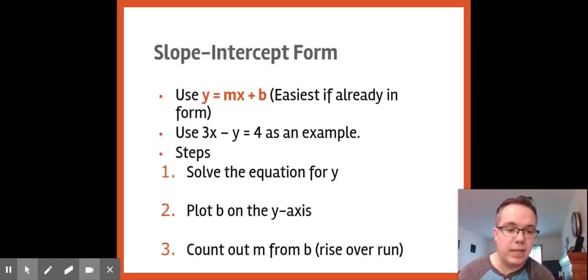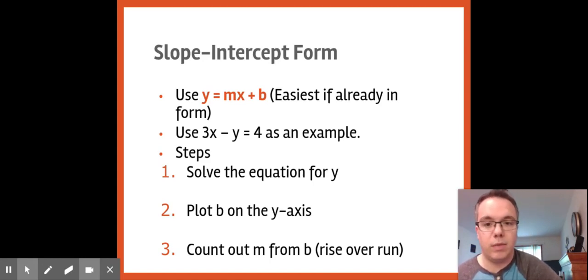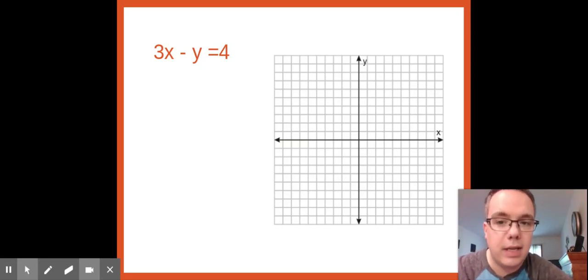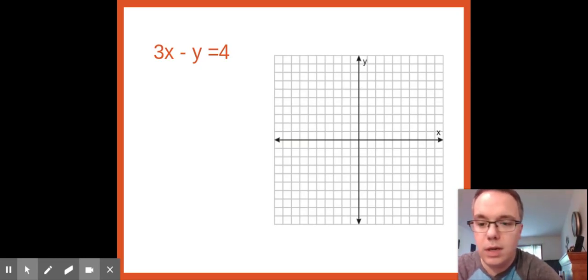So what we're going to do, like I said, we're going to solve our equation for y. We're going to find our b, and we're going to plot that point on the y-axis, because that is a y-intercept. Remember, an intercept is just a point where it touches something. So if it's a y-intercept, it touches the y-axis. And then we're going to count out our slope ratio from our b using rise over run. So like I said, our first example is 3x minus y equals 4.